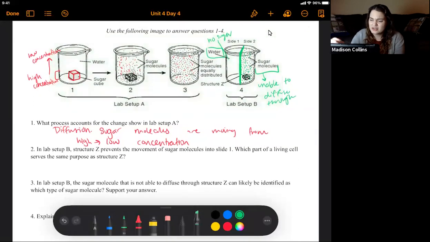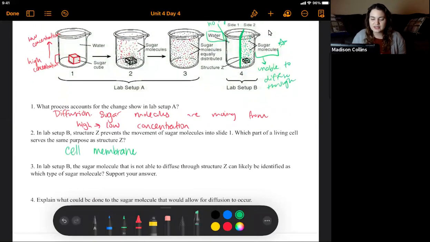So what is structure Z? Which part of a living cell serves the same purpose as structure Z? Hopefully you got that that is the cell membrane, right? It's still a semi-permeable membrane, meaning that some things are able to diffuse through, but other things can't. And in this example, these sugar molecules cannot diffuse through.